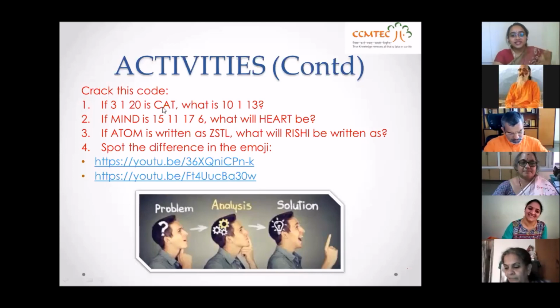So for all those who couldn't figure out what we just did, it's basically we had all the letters corresponding to the numbers. So 1 to 26 letters, we had 1 to 26 numbers. So 1 is for A, 2 is for B. Likewise, you'll be able to figure out if 3, 1, 20 is cat, what is 10, 1, 13. Okay, now if mind is written as 15, 11, 17, and 6, what will heart be?